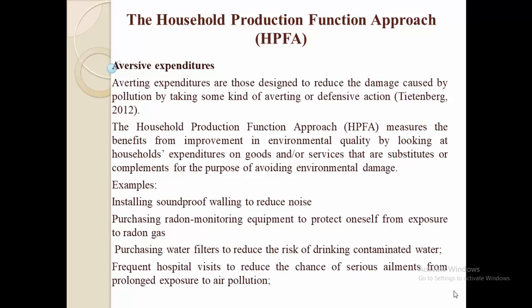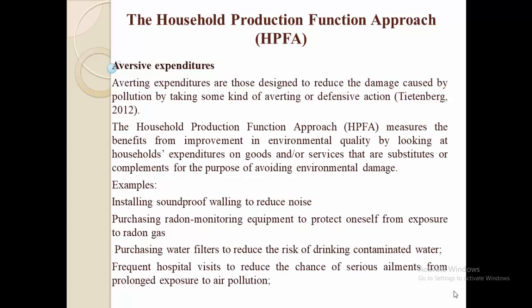The household production function approach measures the benefits from improvement in environmental quality by looking at the household expenditures on goods and services that are substitutes or complements for the purpose of avoiding environmental damage. We know that many households spend a certain amount of money in order to avoid certain environmental damage. For example, installing soundproof walling to reduce noise.